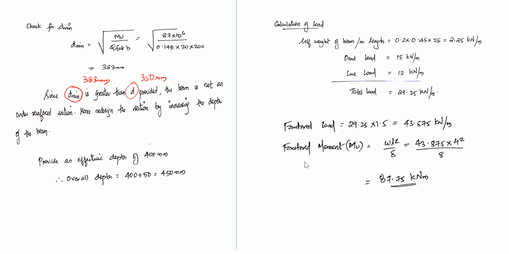From there, you will calculate the factored moment, that is WL square by 8, that is 43.875 into 4 square divided by 8. You will get it as 87.75 kilonewton meter. Now again, you will check for D minimum because you have assumed the 400 effective depth here. You will get the D minimum as 385 mm, which is less than the D provided. That is, this D provided is your 400 mm.